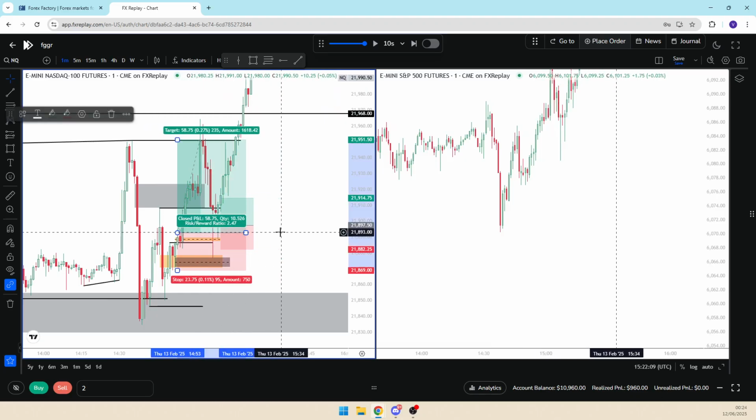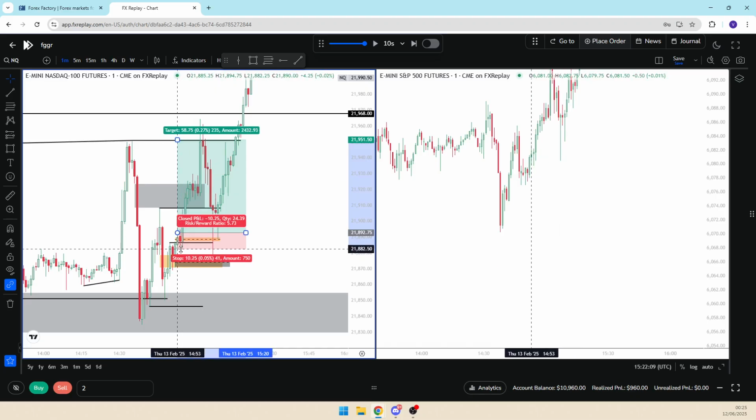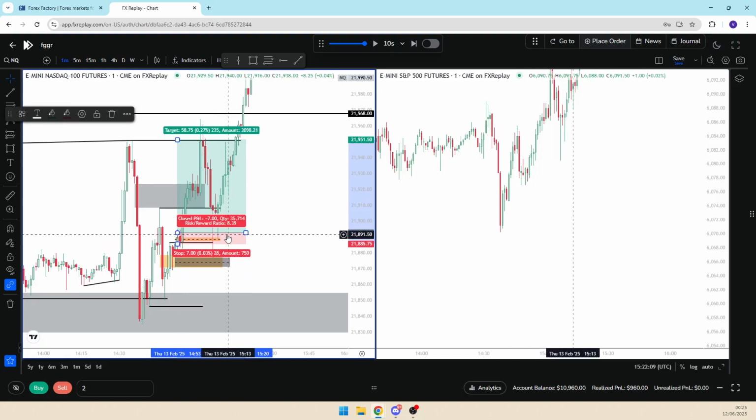The trade idea was still valid, but that's it, because you want to see that even if price goes above here, you would have most likely gone to break even. That's it. Your break even would have got hit.